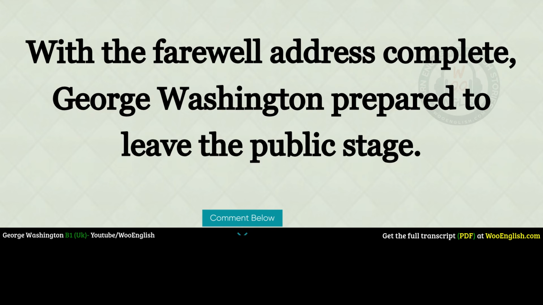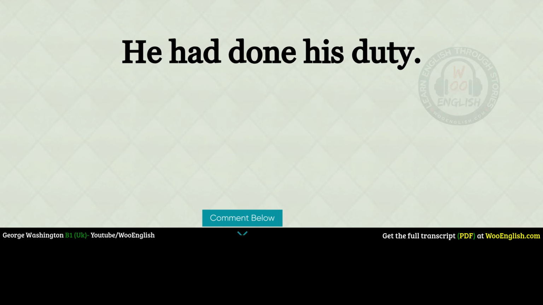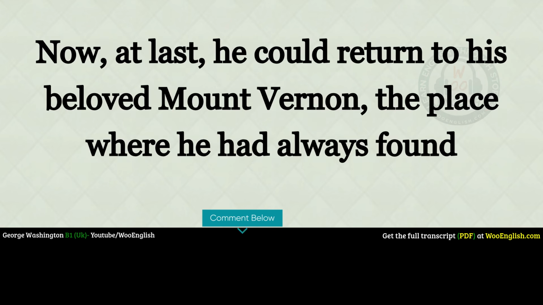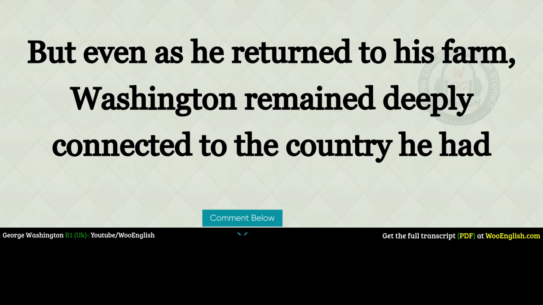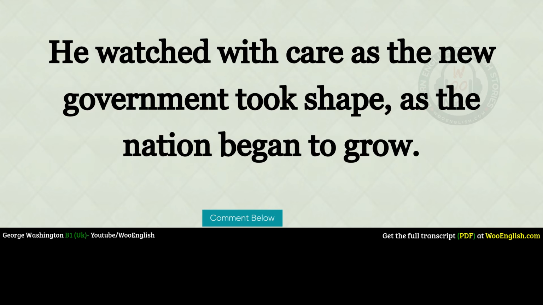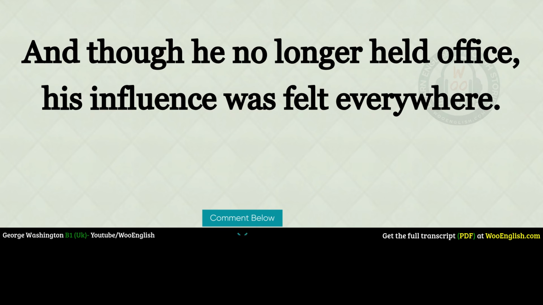With the farewell address complete, George Washington prepared to leave the public stage. He had done his duty. Now, at last, he could return to his beloved Mount Vernon, the place where he had always found peace, where he could live out his remaining years away from the demands of leadership. But even as he returned to his farm, Washington remained deeply connected to the country he had helped to create. He watched with care as the new government took shape, as the nation began to grow. And though he no longer held office, his influence was felt everywhere.